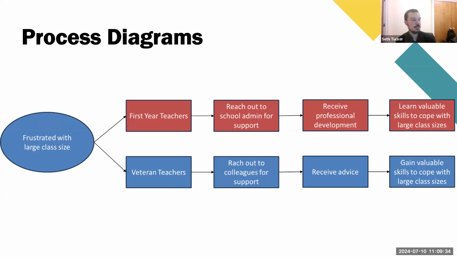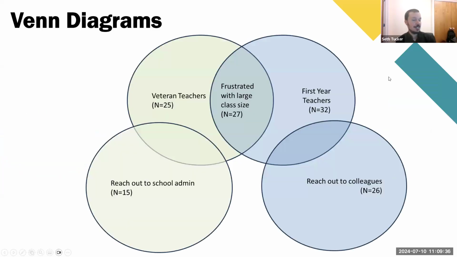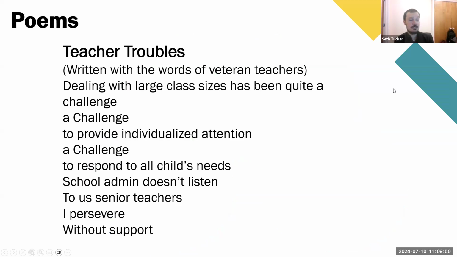We could use Venn diagrams, which are similar to the process diagram, where we're seeing overlap between different types of respondents in the data and how they're talking about things differently. Or we could even do something very creative, like create a poem using the words from interviewees that describes how they feel about a certain thing.